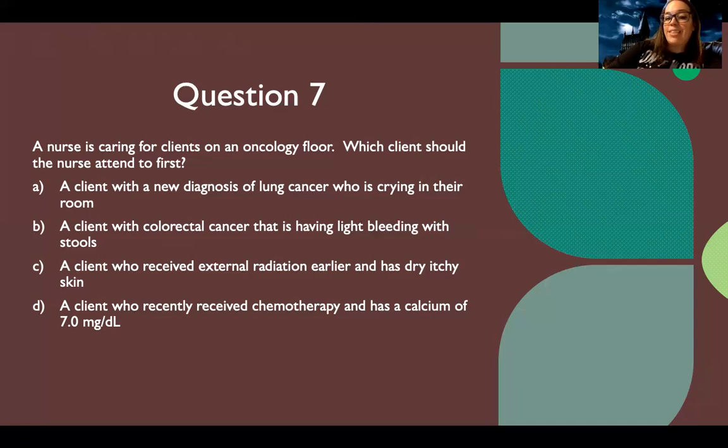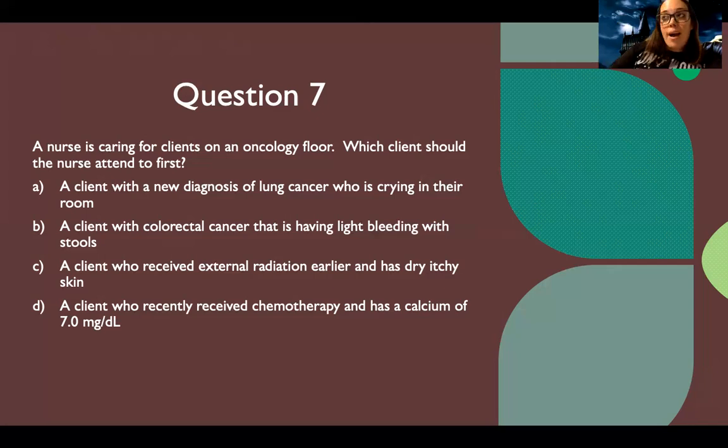So I have a patient who has light bleeding with stools, which may be expected for this client. And it says light bleeding. Anytime you see something mild or occasional, those are usually signs that something's not as serious as other things, versus a client who actually has a problem. So you really want to look in these questions for the client who has a problem right now.